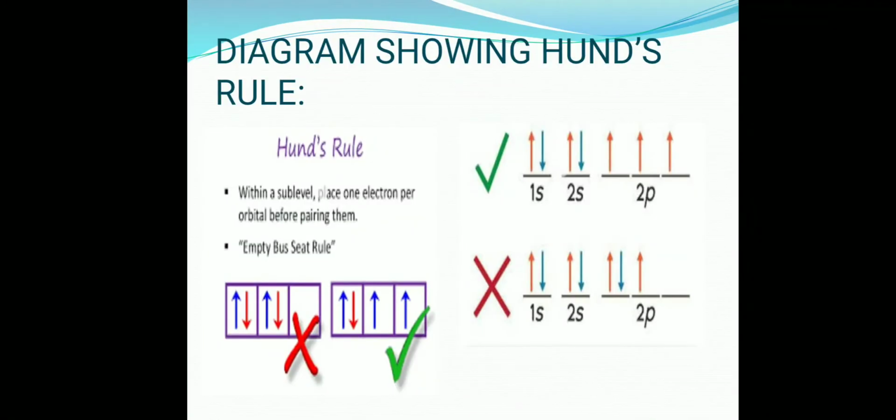In this diagram of Hund's rule, you can see within a subshell place 1 electron per orbital before pairing up. Means in 1s, 2s, 2p here you can see the pairing up takes place after filling up of 1 electron to each orbital. In the second one, the pairing up takes place before filling up of 1 electron to each orbital. So this does not follow Hund's rule. The first case follows Hund's rule.